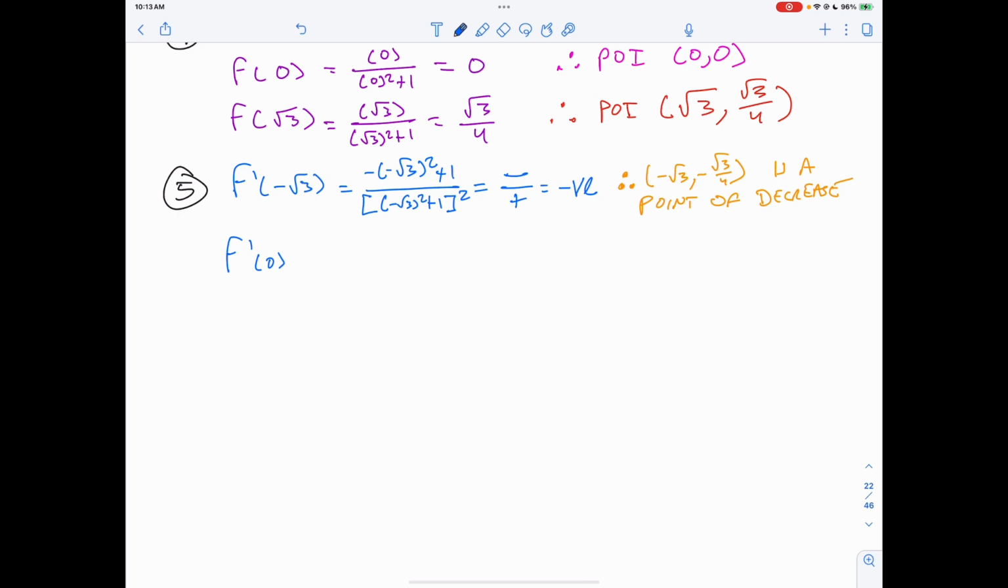F prime of 0 is going to give me negative of 0 squared plus 1 all over 0 squared plus 1 squared, which is going to give me a positive rate of change, which means that 0, 0 is a point of increase.